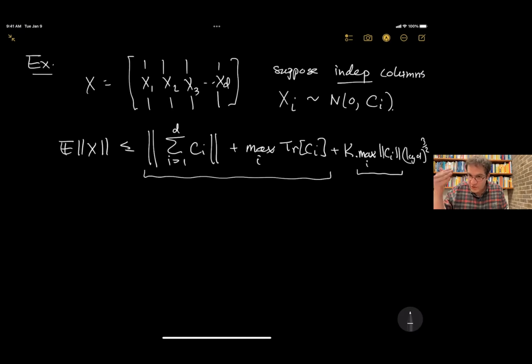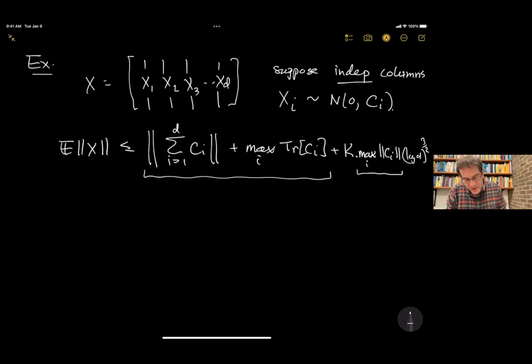So, of course, if the covariance matrix of each column is rank 1, then the trace of Ci will be of the same order as the norm of Ci, right? That happens if you take a diagonal matrix. If I take a diagonal Gaussian matrix, then X1 will just have a Gaussian in the first coordinate and 0 everywhere else. The second column will have a Gaussian in the second coordinate and 0 everywhere else, etc. Then the covariance matrices of the columns are each rank 1. But in that case, we know that we cannot have good random matrix behavior.